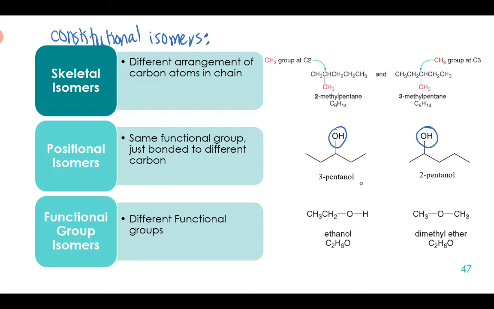So that's 3-pentanol versus 2-pentanol. They're both alcohols, but the alcohol is at different positions within the molecule. And then we have functional group isomers, which have different functional groups altogether, like an alcohol versus an ether, but they do still have the same molecular formula.